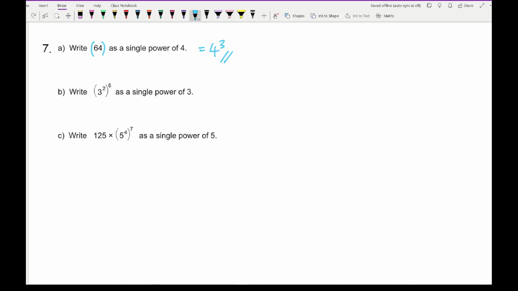Now for this, we've got brackets for b, and we multiply out the powers when we've got brackets. So that's going to be 3 to the power of 12. Now for these types of questions, which are very, very popular, we need to rewrite 125 as a power of 5. So 125 can be written as 5 cubed. Then swapping 125 for 5 cubed, we get 5 cubed times 5 to the power of 4 to the power of 7. Now again, dealing with the brackets, we multiply out the powers, so that's going to be 5 to the power of 28. And then when we're multiplying, we add the powers, so it's going to be 5 to the power of 31.